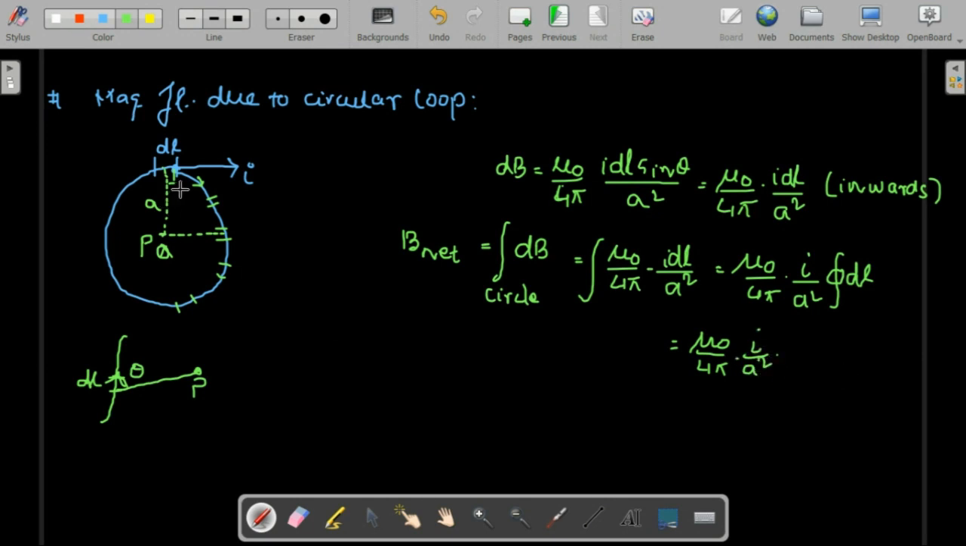And if we look into this entire length, we are talking about the circumference of the circle, and the circumference of the circle is 2 pi r. In our case, the radius is a, so I'll write it down as 2 pi a. So this is I by a square into 2 pi a. We'll just do our standard cancellation: 2 will become 2 pi, and a will get cancelled, right? So the net magnetic field at the center due to a current carrying loop is nothing but mu naught by 2 into I divided by a.